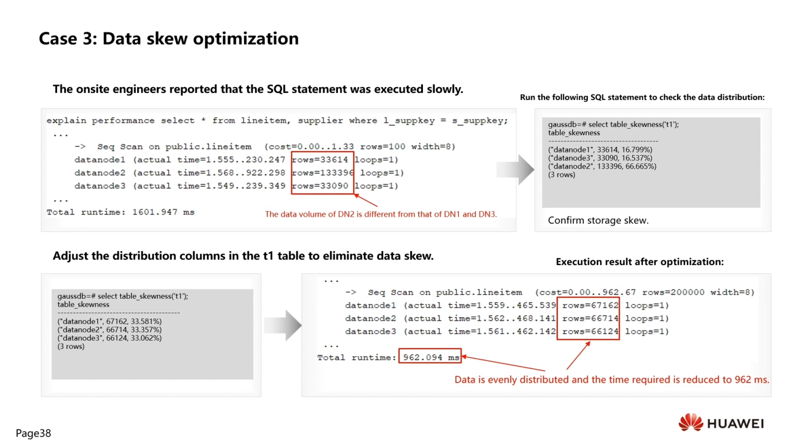Here we give an example related to data skew. We have a slow query like this, and we have checked the data size on each node. We found out DN2 contains more data than other nodes. We can check this by using the skewness function to have an overview of data distribution. So what we do here is to change the distribution columns on table T1 so that the data is more evenly distributed. And as a result, the time is improved from 1.6 seconds to less than a second.